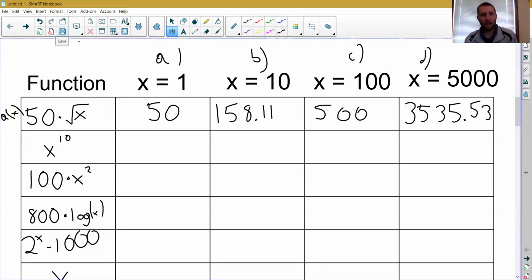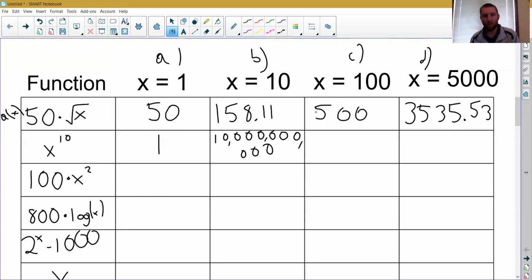All right. If I go to x to the 10th power, 1 to the 10th power is 1. 10 to the 10th power is, my calculator gives it to me in scientific notation, says 1 times 10 to the 10th. So that's basically like a 1 with 10 zeros after it. So 1, 2, 3, 4, 5, 6, 7, 8, 9, 10. So what is that? Thousands, millions, 10 billion?